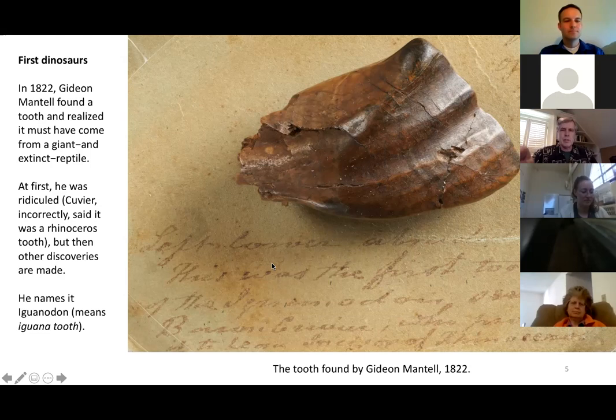This tooth that you're looking at right now is now in New Zealand because Gideon's son took it there when he moved to New Zealand. It now resides in the Te Papa Museum in Wellington.